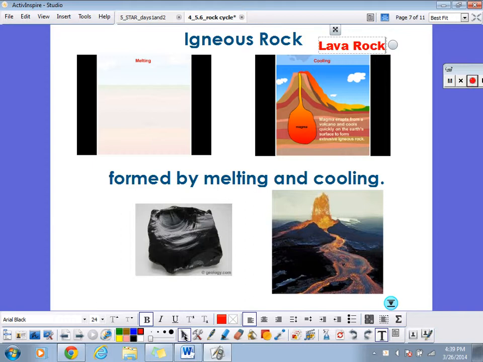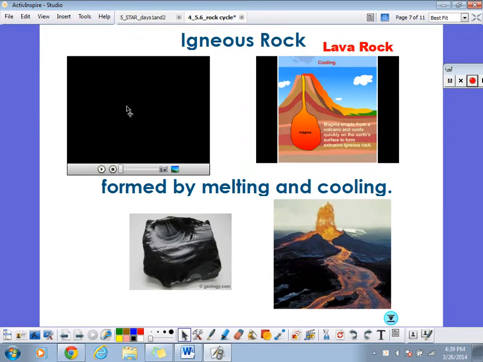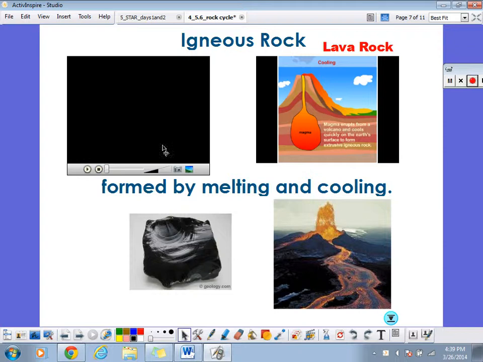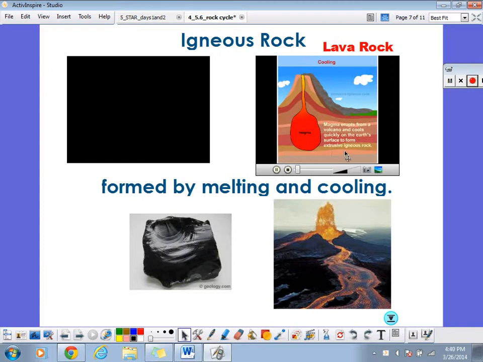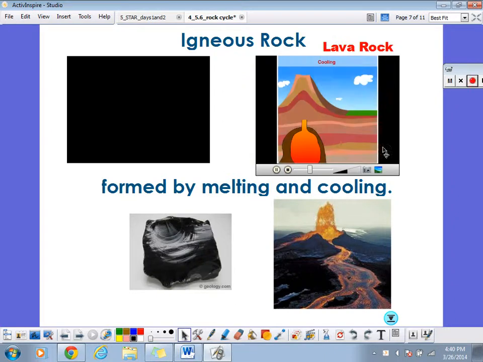because they are formed from lava. And let's see how that happens. So first of all, the rocks have to melt. Watch that. The metamorphic rock got pushed all the way into the magma, and the magma melted the rock. Then what is going to happen is the magma is going to end up in a volcano. And when magma erupts, it becomes lava, and it gets cool, and it turns into rock.